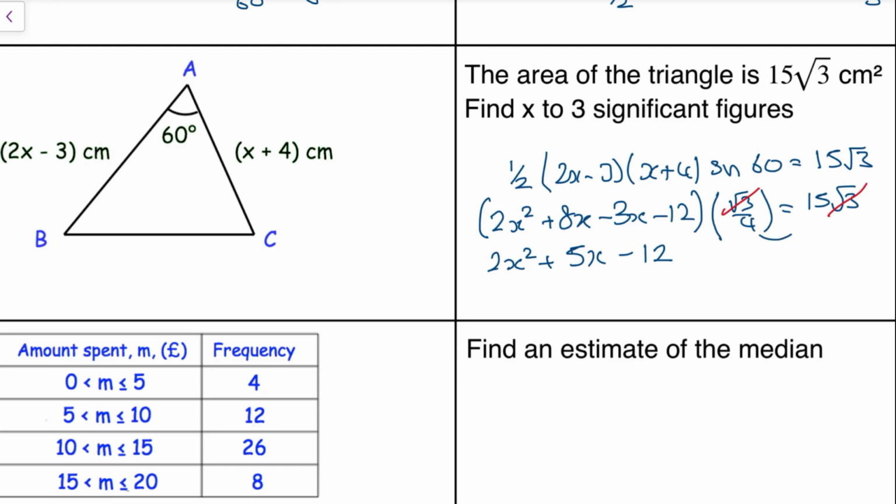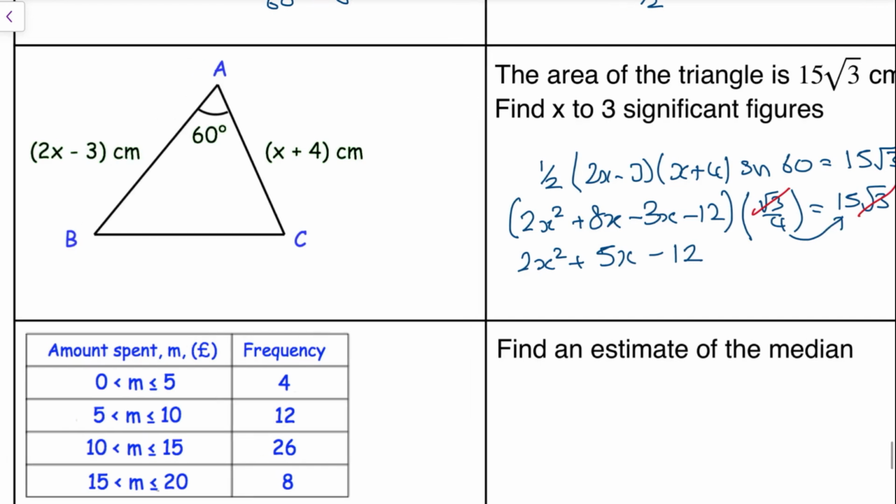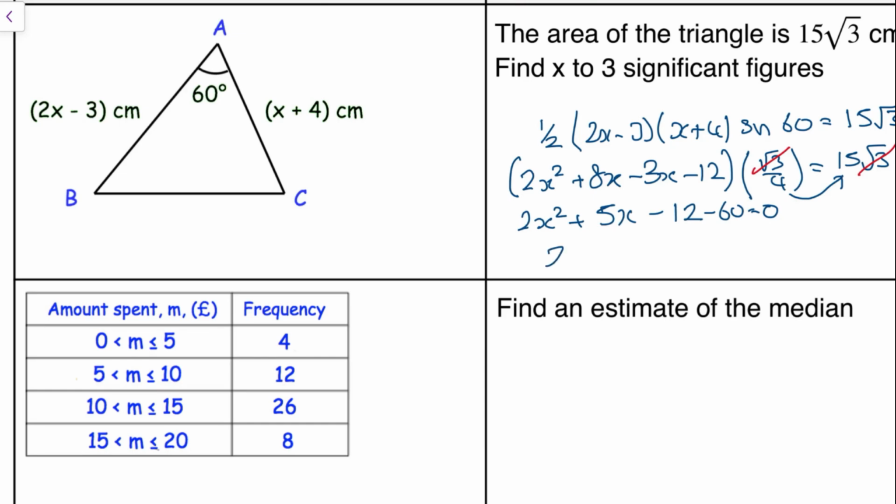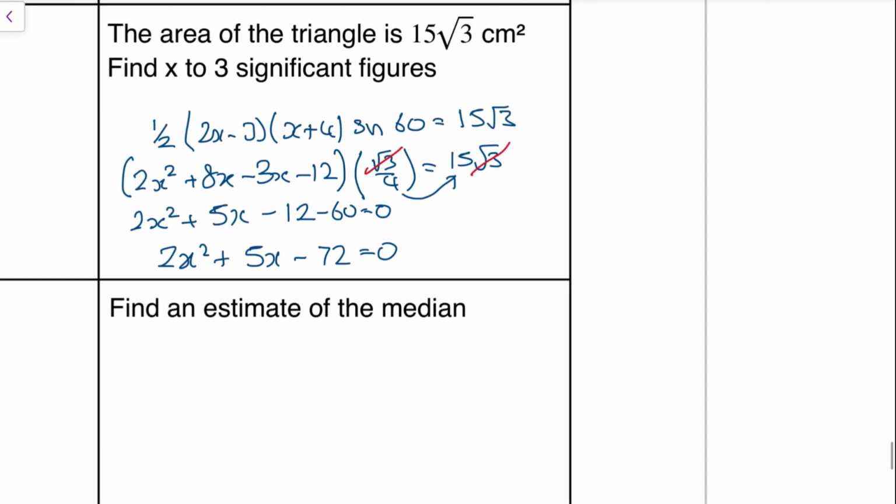So if I multiply the 4 up here, that gives me 60. Take away 60 from both sides gives me this, and that is equal to 0, which leaves me with the quadratic: 2x squared plus 5x minus 72 is equal to 0. Now, can I factorize this? I'm not sure I can. Don't feel like they're nice numbers.